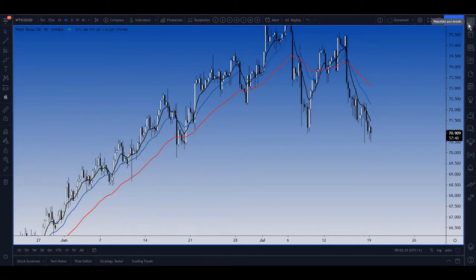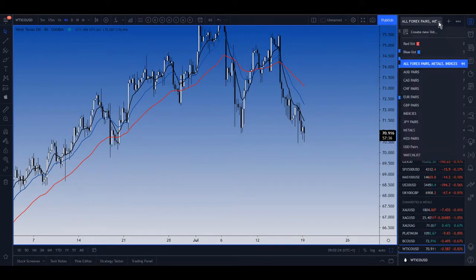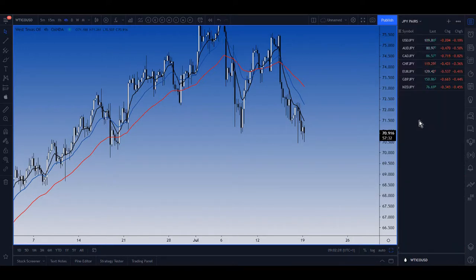So CAD is the big mover. Japanese yen is the strongest. So CAD is the weakest, Japanese yen is the strongest at the moment. And you can see that by looking at all these yen pairs. Japanese yen is always the term of the currency pair, so the second part, and you can see that it is weak against all of these: USD, Aussie, CAD, Swiss franc, euro, pound, and the Kiwi.